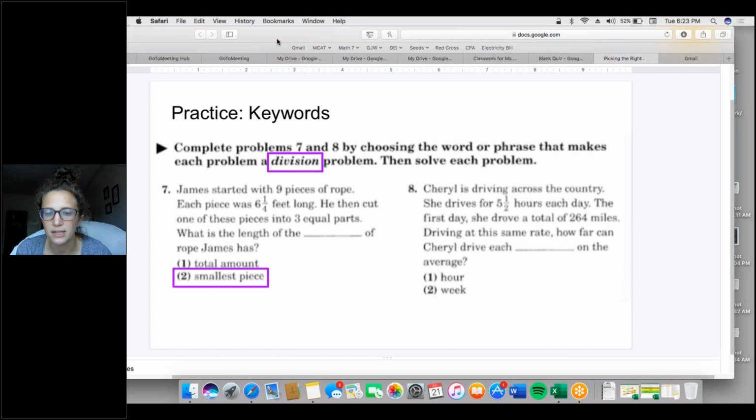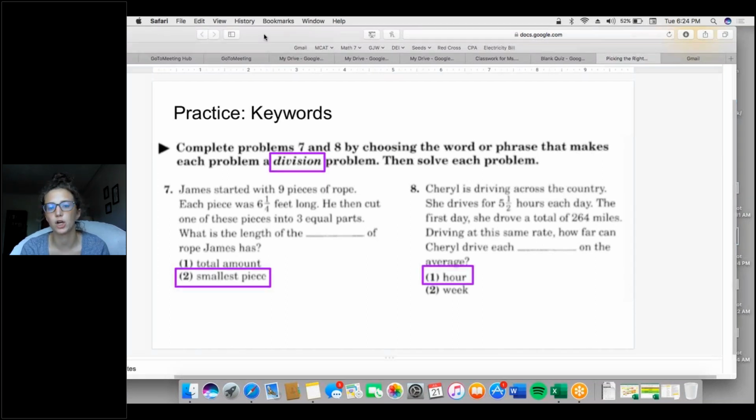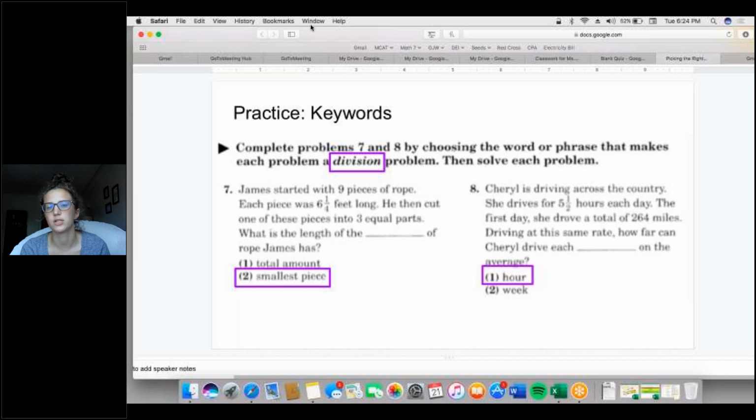Well, again, I'm trying to find a part. So if my whole here was 5.5 hours and I'm dividing it into parts, I have to look for hours because hours are a part of 5.5 hours and weeks are bigger. So we can think about division as like that part to the whole.